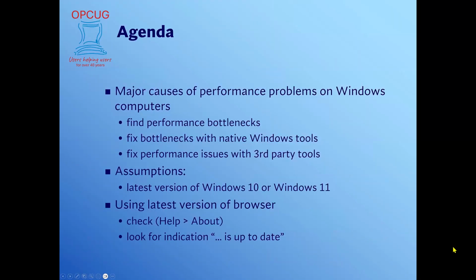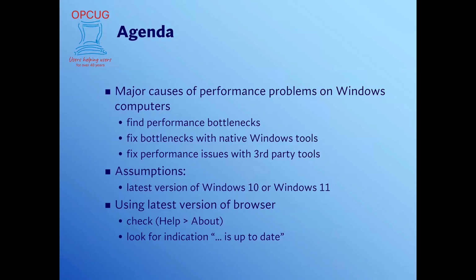What we're going to look at is, first off, what is it that causes performance problems in Windows? And we're going to find out how you find where those bottlenecks happen, and then how to fix them using both native Windows tools as well as some third-party tools that are available free of charge.